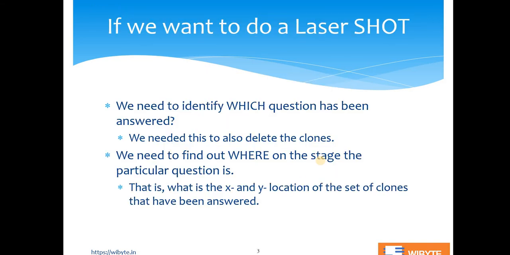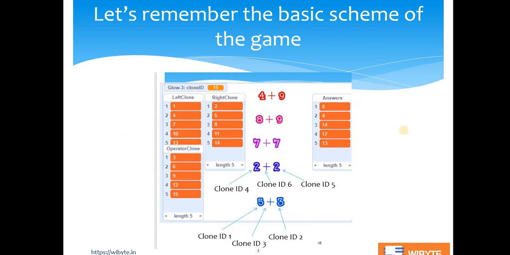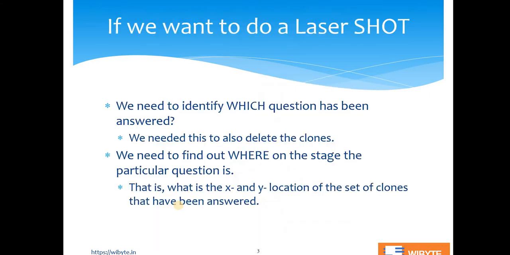Now, when we have to do a laser shot, right? So what do we have to do, right? Really, there are two things. First, we have to identify which question has been answered, right? Now, this is nothing new. In fact, we had to do this also to delete these clones, right? Because we could be answering, say, 4 plus 9 is 13 in this case, or we could be answering 5 plus 3 is 8, right? So we have to figure out which of these questions has been answered, and correspondingly, number one, delete it. But in this case, we are going to also figure out the target for our laser shot. So remember, the laser shot starts at the bottom of the screen, but then it must shoot up to that particular question, right? So we will know what is the target by knowing which question has been answered.